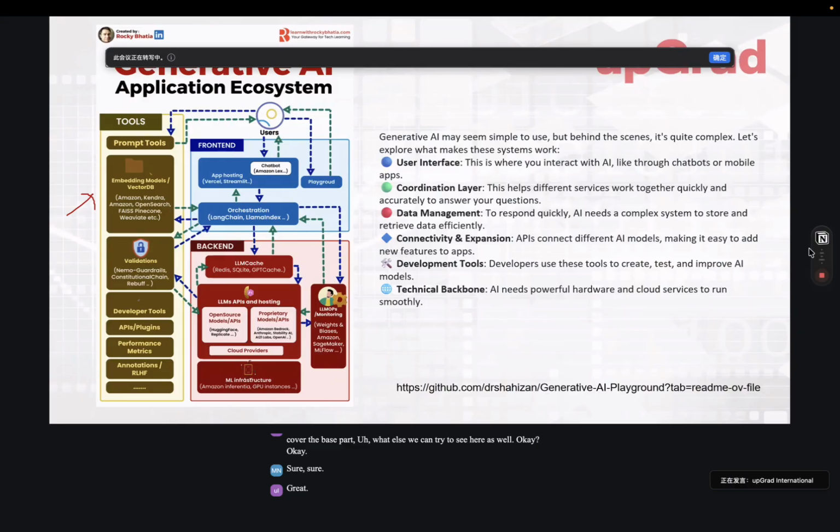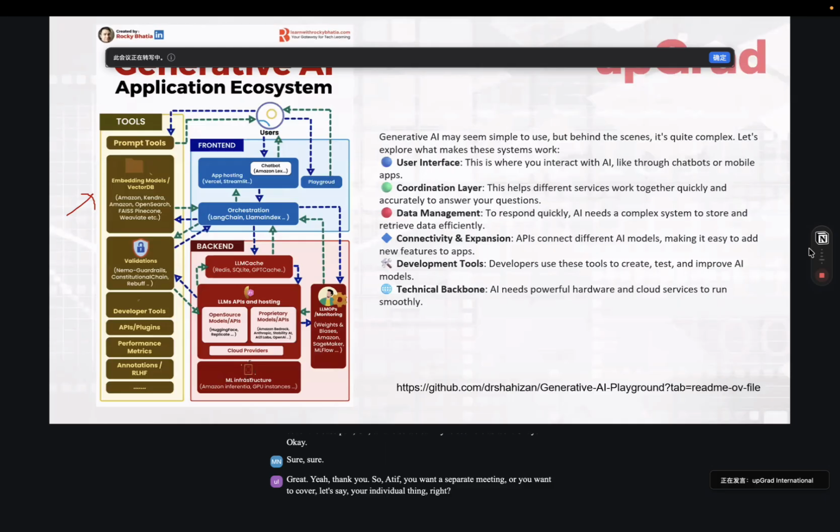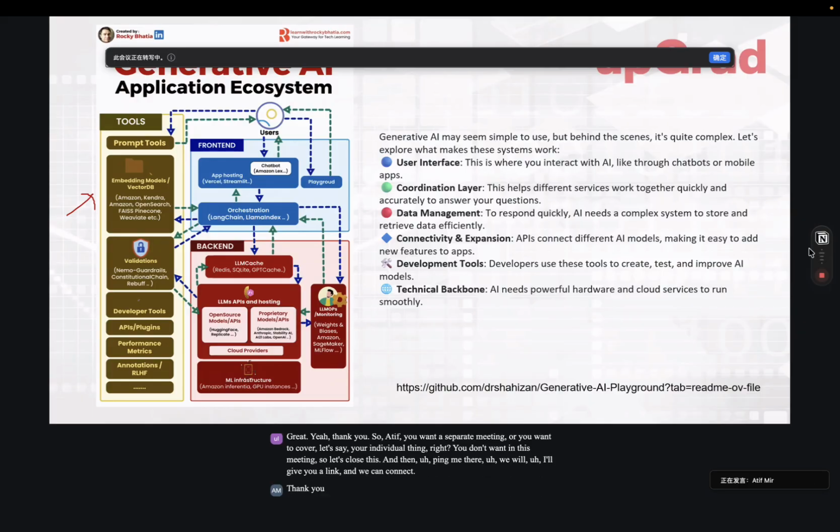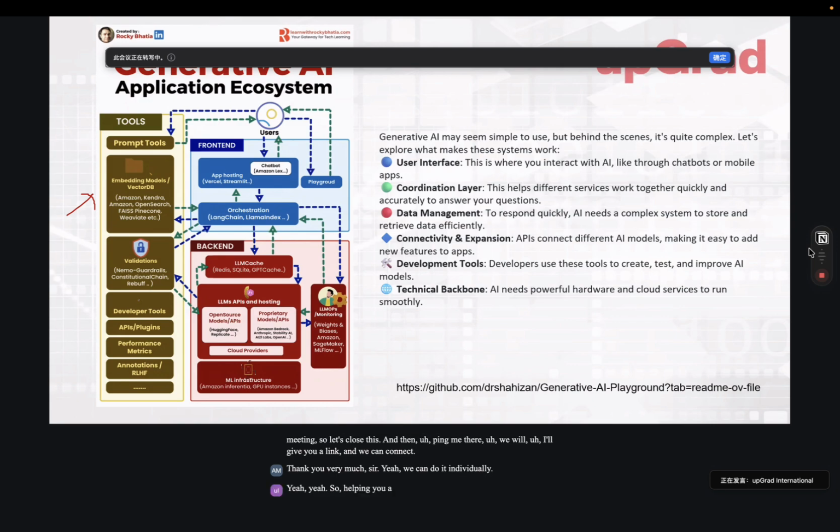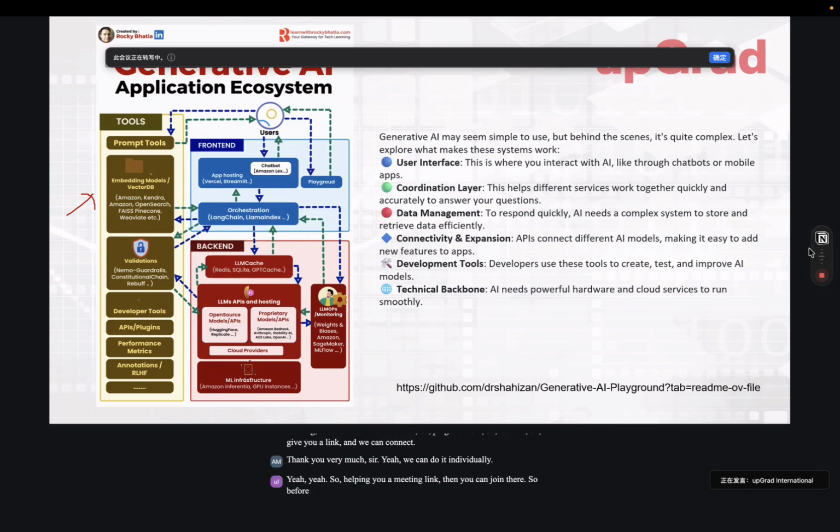Yeah. Thank you. So Atif, do you want a separate meeting, or do you want to cover it individually? You don't want it in this meeting. So let's close this and then ping me there. I'll give you a link and we can connect. Thank you very much, sir. Yeah, we can do it individually. I'll ping you a meeting link and you can join there. Before that, anything specific? Are we good?